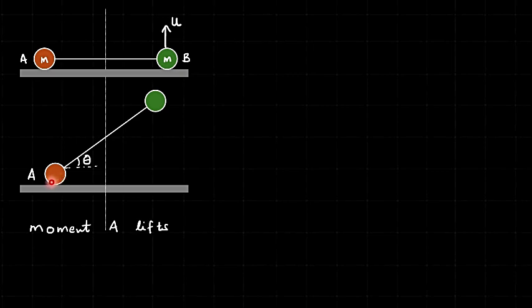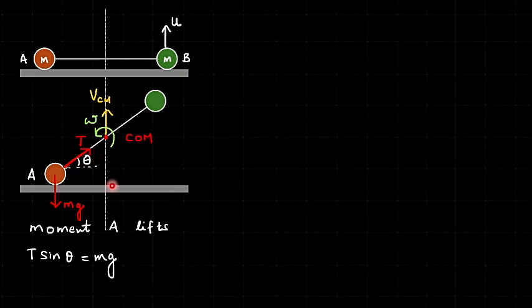This is the moment A is about to lift. Draw the FBD of A. There would be tension and the weight in the downward direction. Since it has just lifted, the normal has become 0. For the normal to become 0, the vertical component of tension balances mg. That component is T sin theta, so T sin theta equals mg at the moment it lifts.